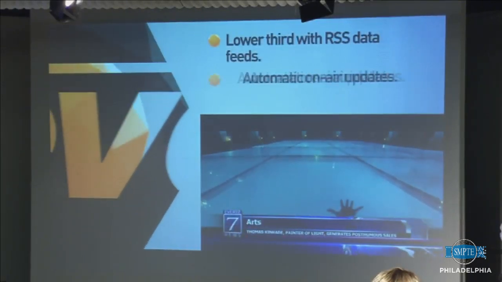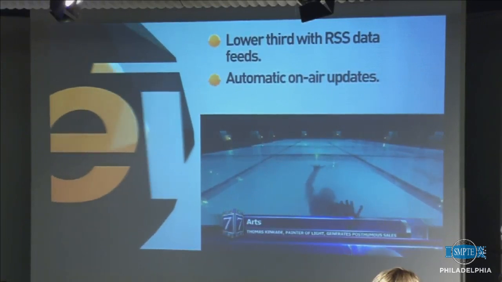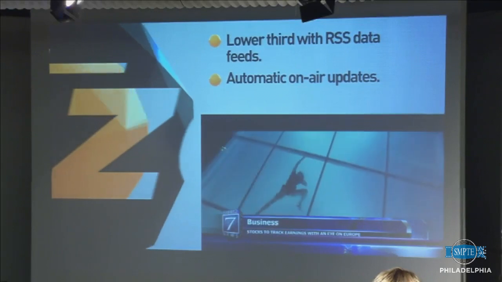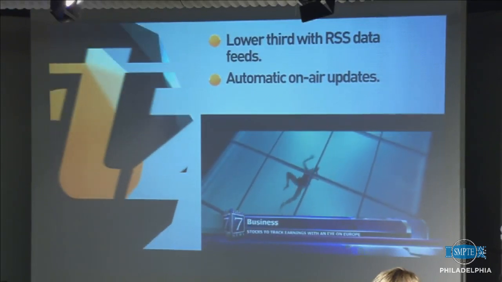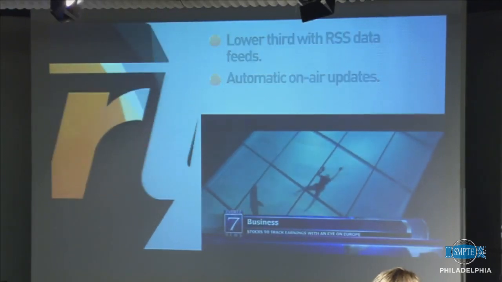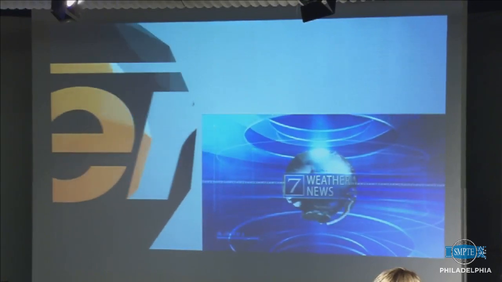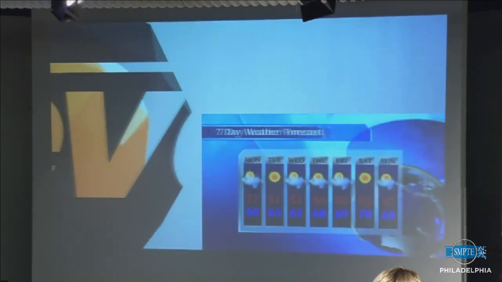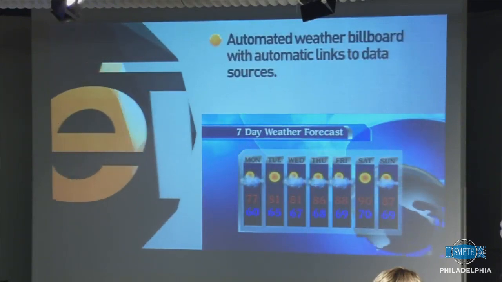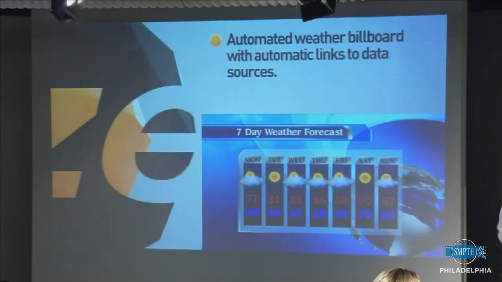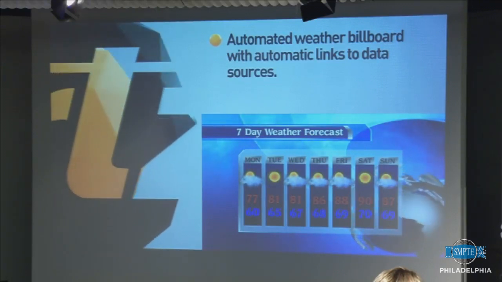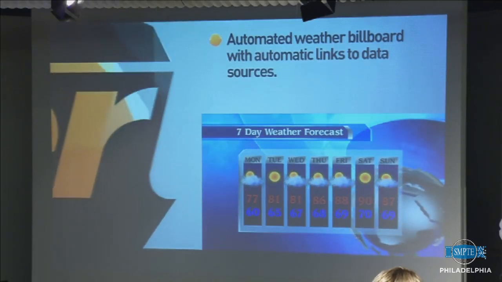Here we've got a lower third. The data always comes from RSS feeds, so you create this lower third once and you simply feed it data to keep it current. All this weather information actually comes in textually. The graphics are substituted based on the template replacement for the text incoming.